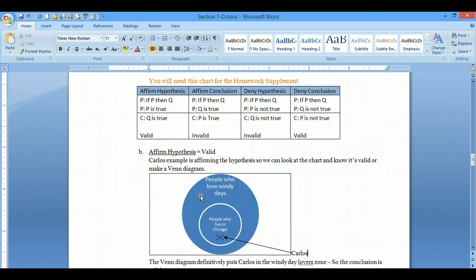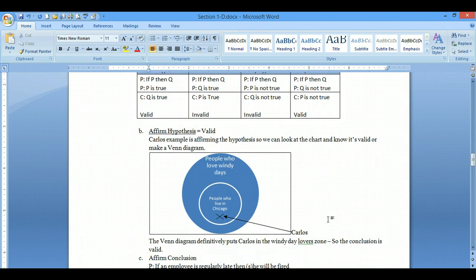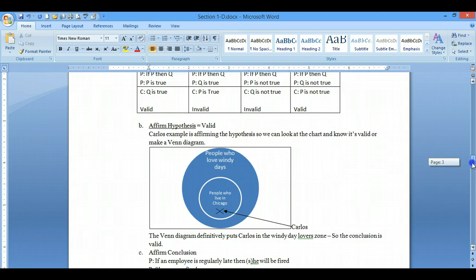Does that support the conclusion of the argument that yes, indeed, Carlos loves windy days? Yeah, we have two ways of stating it. And he's definitively in there, so yes, it's a valid statement. Or you can just use your chart and say, yes, this is valid. Okay, let's move on to another one, affirming the conclusion.